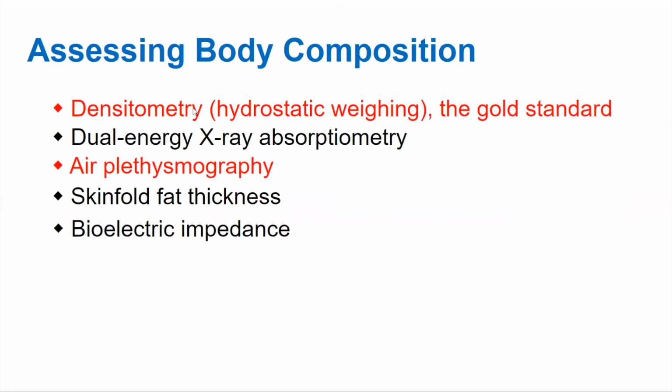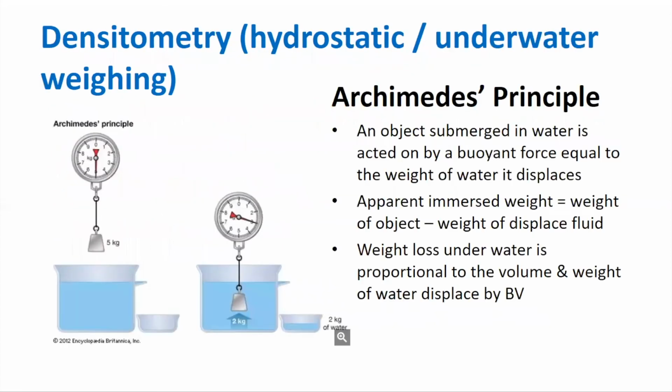In this section, we're going to examine hydrostatic weighing or underwater weighing, which is the gold standard, and air plethysmography. These two methods use density in its methodology. So the first method we're going to talk about is the underwater weighing or hydrostatic weighing. This is based upon Archimedes' principle.